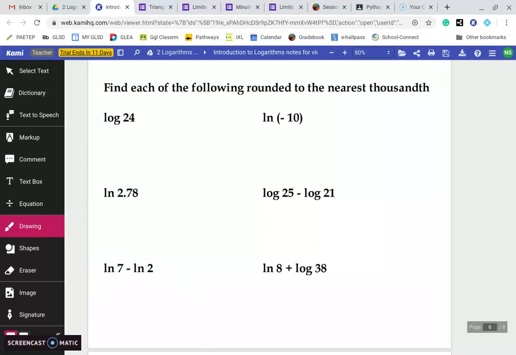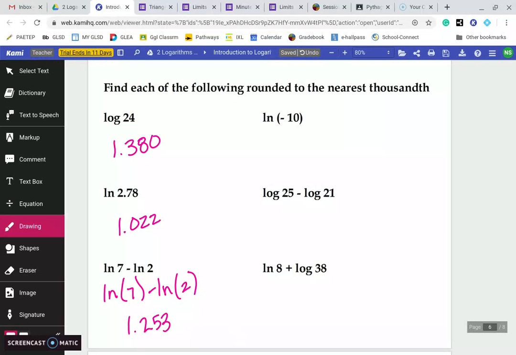Okay, so log base 24 should be 1.380. Natural log of 2.78 is 1.022. Now for this next one, when you're subtracting, make sure you end your parentheses. So you should have natural log of 7 minus natural log of 2. Depending on what calculator or phone you're using, I'm not exactly sure how it's going to look, but your answer should be 1.253.